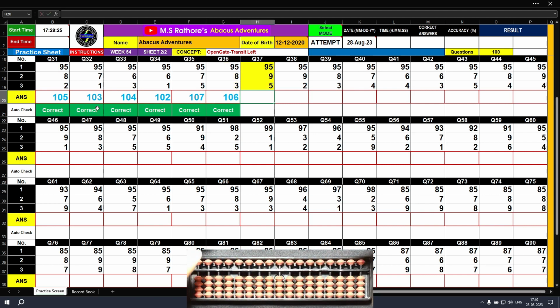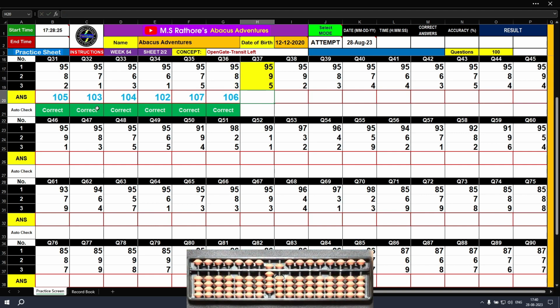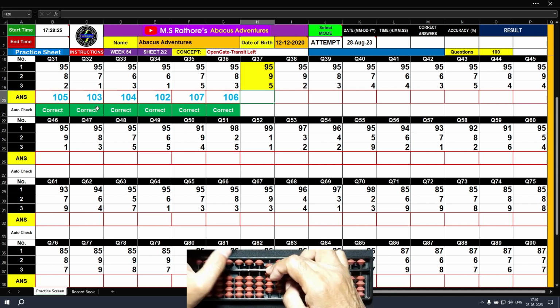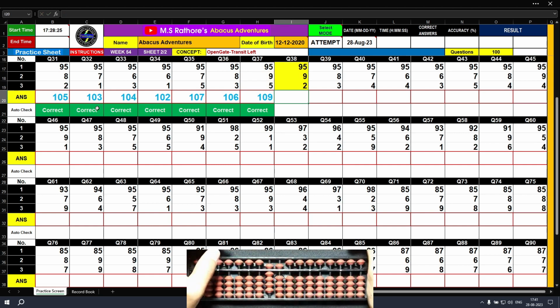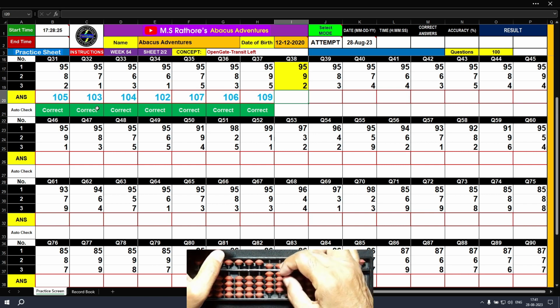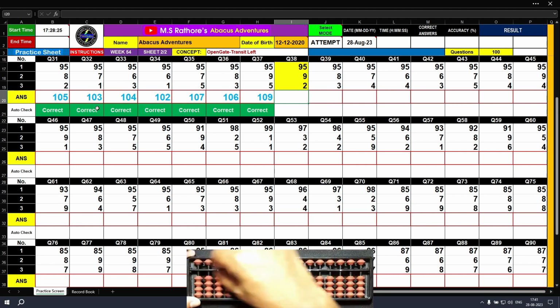Question number 37. Plus 90, plus 5, it's 95. Plus 9 equals, it's 104 now. Plus 5 directly, the answer is 109. Question number 38. Plus 90, plus 5, plus 9, plus 2, the answer is 106.